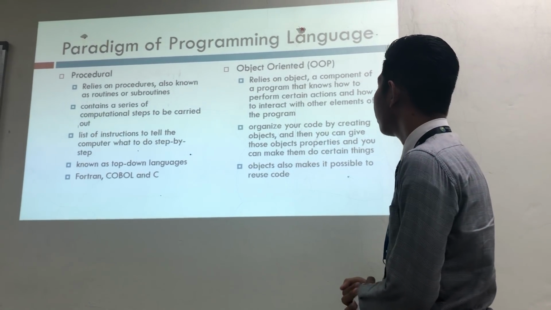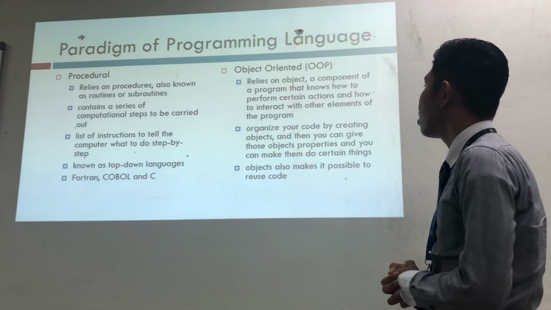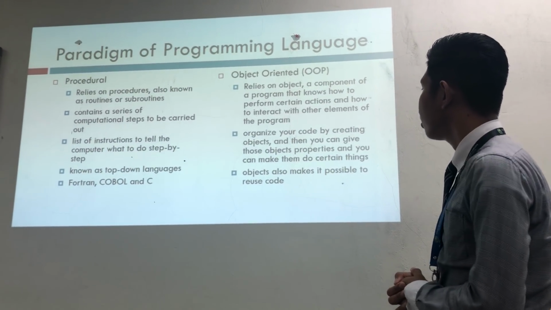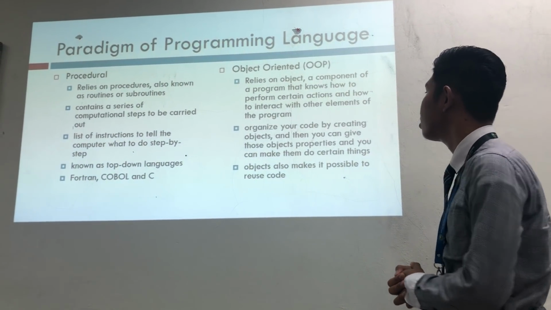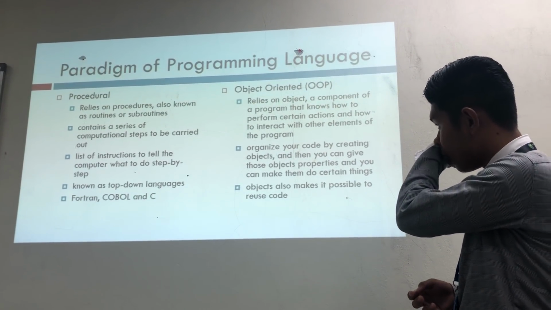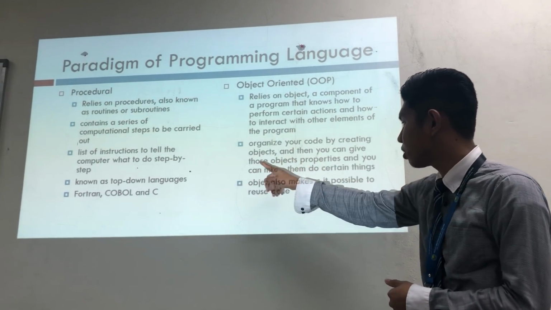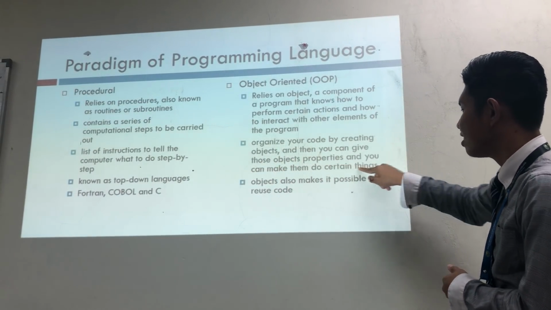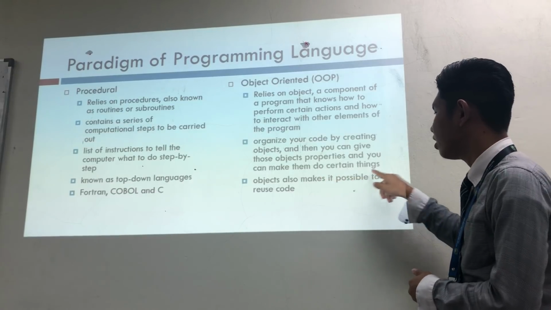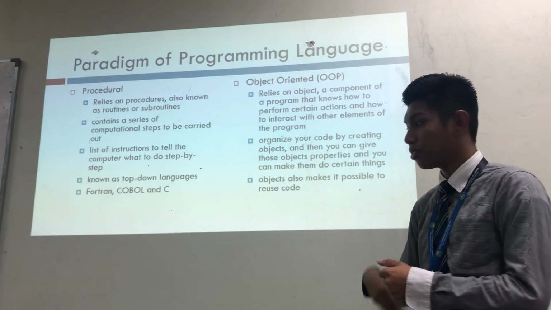Yang kedua, object oriented. Yang kata sini, an object, a component of a program that knows how to perform certain actions and how to interact with other elements of the program. They organize your code by creating objects, and then you can give those objects properties, and you can make them do certain things. Object also makes it possible to reuse code.